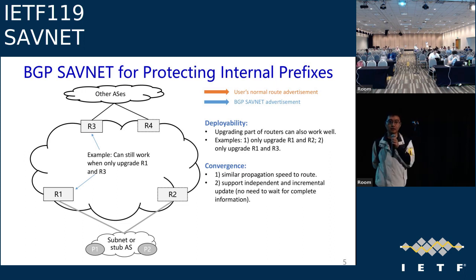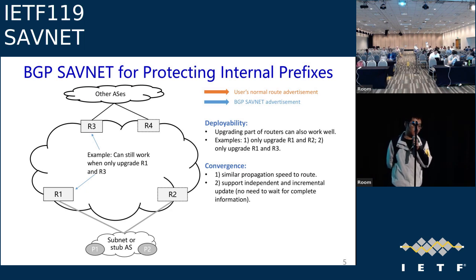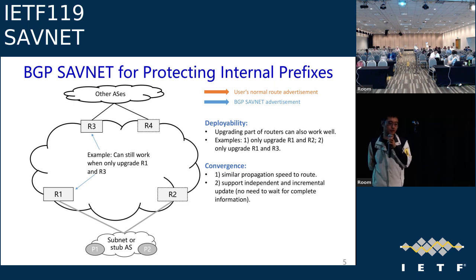Router 1 can advertise the internal prefixes to router 3, and router 3 can also build its block list at the external interfaces, under the condition that R2 and R4 do not deploy BP Savnet. So this method supports incremental deployment.